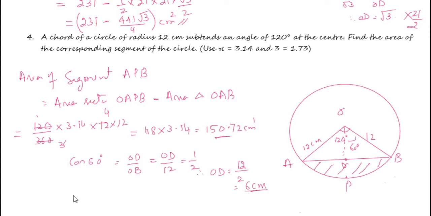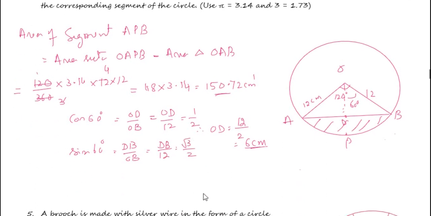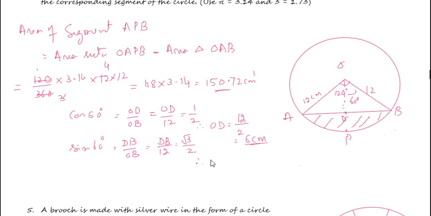Now sin 60 equal to opposite side divided by hypotenuse. Opposite side is DB divided by OB, that is DB divided by 12. This is equal to root 3 divided by 2. Therefore DB equal to 12 divided by 2 into root 3. This is 6. So it is 6 root 3.